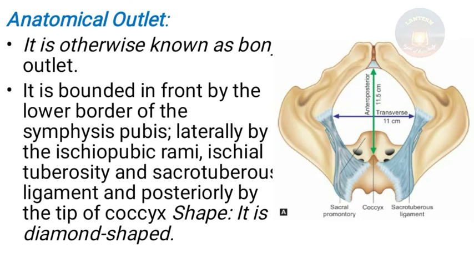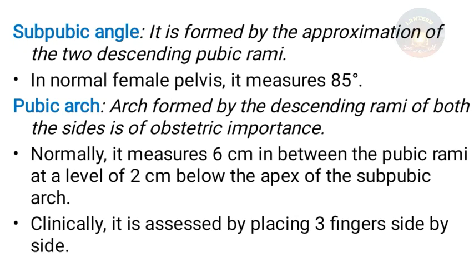Next is the subpubic angle. It is formed by the approximation of the two descending pubic rami. In a normal female pelvis, it measures about 85 degrees. Pubic arch: the arch formed by the descending rami of both sides is of obstetric significance. Normally, it measures about 6 cm in between the pubic rami at the level of 2 cm below the apex of the subpubic arch. Clinically, it is assessed by placing 3 fingers side by side.